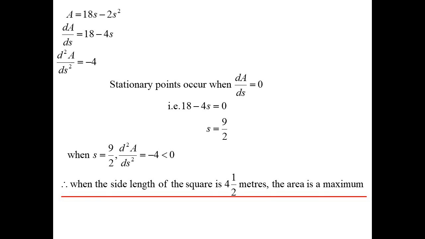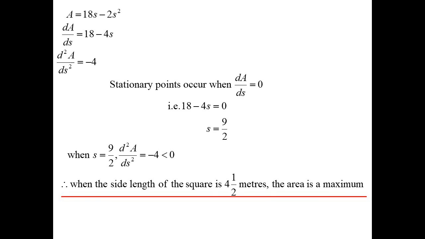Kind of made more sense to say 4.5 metres, because you're talking about a shape and how long it is. You're not going to say, oh, it's 9 on 2 metres long. You say, oh, it's 4.5 metres long. Then the area is a maximum. Notice that solves the problem. Make sure you read the question and you're not doing extra work that you don't have to do. It's not actually asking what is the area. It's just simply saying what is the side length.